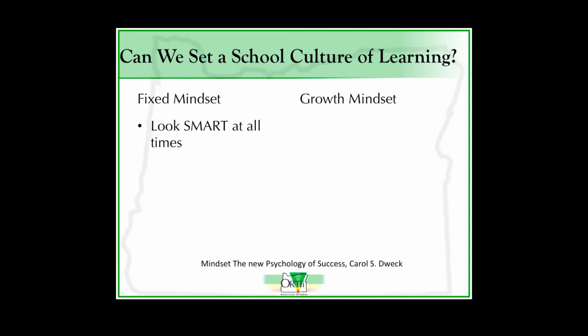People with a fixed mindset have this pressure to look smart at all times. If you have a growth mindset, you're willing to learn at all costs. You're always looking for that next way. People with a fixed mindset have this belief that it just comes naturally to others.